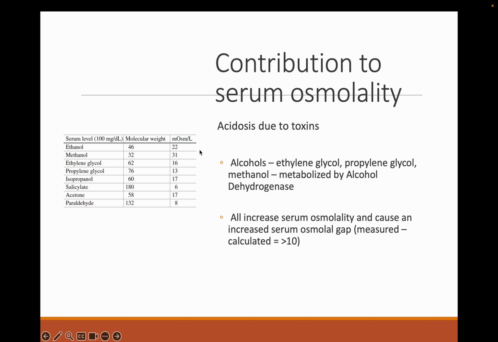Here the measured serum osmolarity and the osmolarity we calculate with sodium, blood urea nitrogen and glucose differ by more than 10, which we call a high osmolar gap. So especially these poisonings, ethanol, methanol, ethylene glycol, propylene glycol and isopropanol, cause a significant change in the osmolar gap. So these are important. Generally a calculated difference of more than 10 is significant.